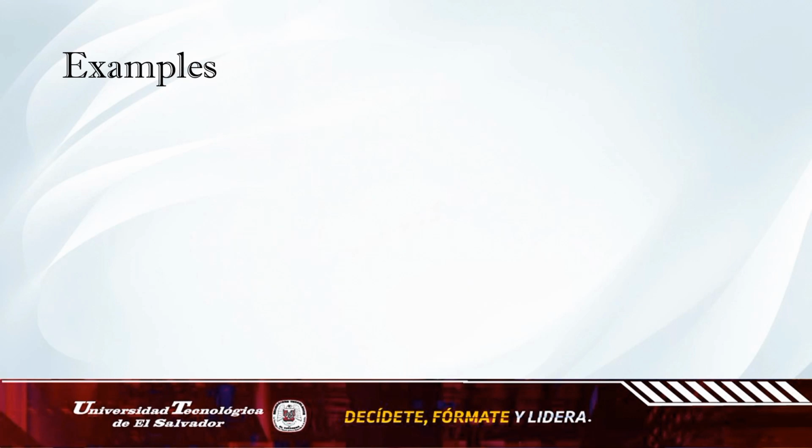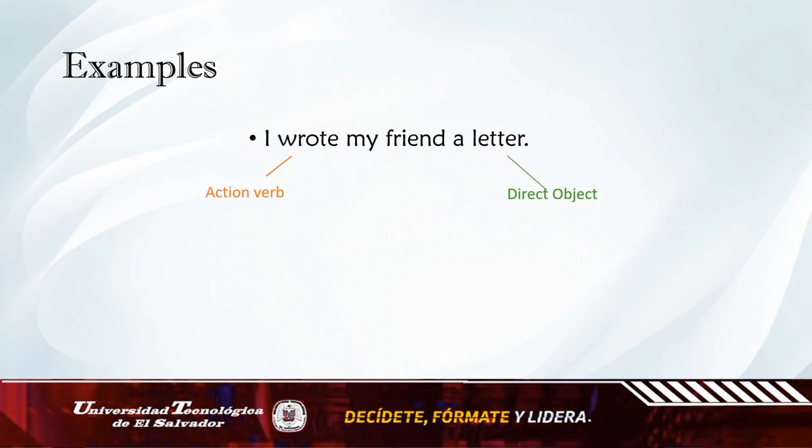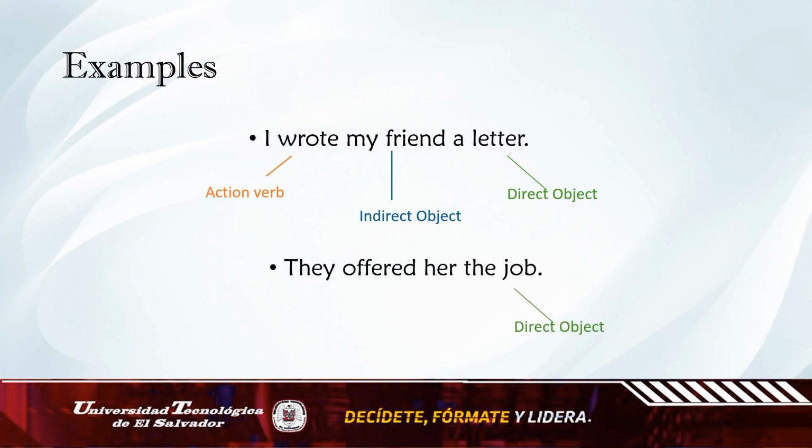I wrote my friend a letter. The direct object is a letter as it receives the action of the verb wrote. The indirect object is my friend as it indicates to whom the letter was written. They offered her the job. The direct object is the job as it receives the action of the verb offered. The indirect object is her as it indicates to whom the job was offered.